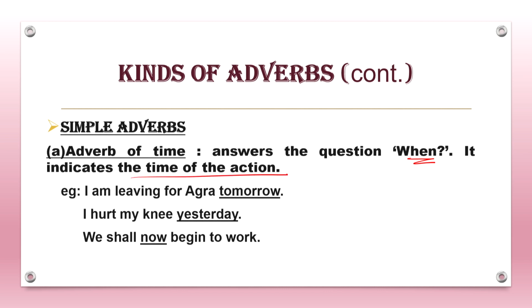Let us take an example. I am leaving for Agra tomorrow. I hurt my knee yesterday. We shall now begin to work. So basically tomorrow, yesterday, now, these are all your adverbs of time. Similarly, some other adverbs of time are soon, early, late, today, daily and so on.